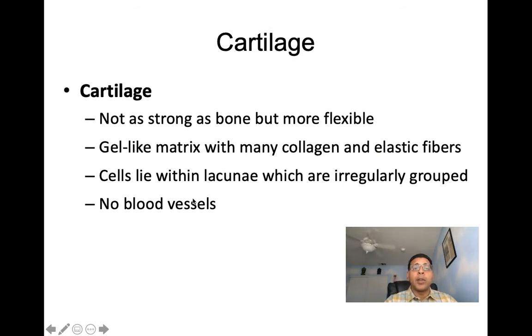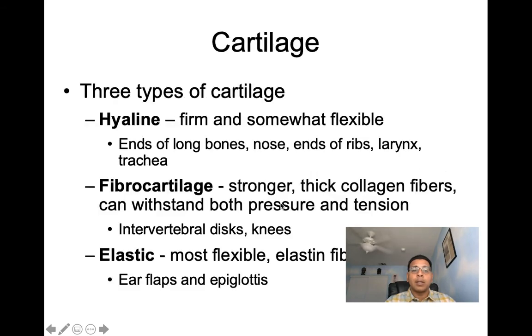So next in here we can see we have cartilage. Cartilage is not as strong as bone, but it's more flexible. It has a gel-like matrix with many collagen and elastic fibers. And the cells we said are going to be found in lacunae. And cartilage has no blood vessels. Cartilage, we talked about 3 types: hyaline, fibro, and elastic.